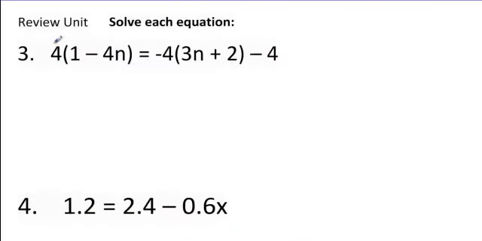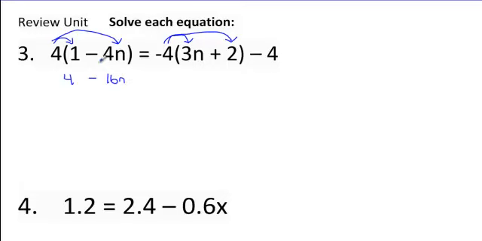Definitely shows a distributive property here. Do the actual multiplication in a second, and here, and that's where the distribution ends. We won't distribute this negative 4 to this negative 4. 4 times 1 is 4. Bring down this minus sign. 4 times 4n is 16n.